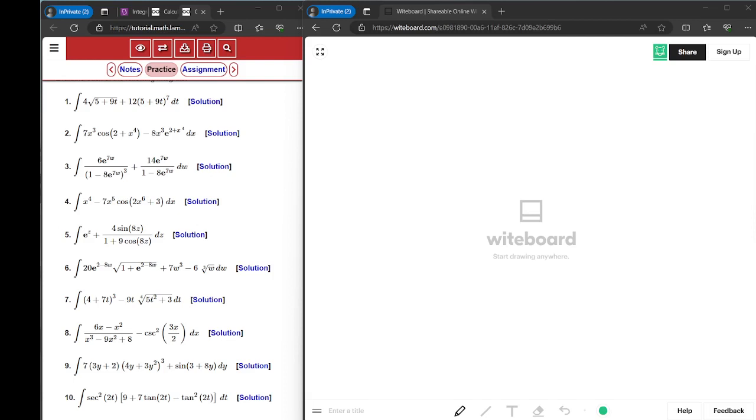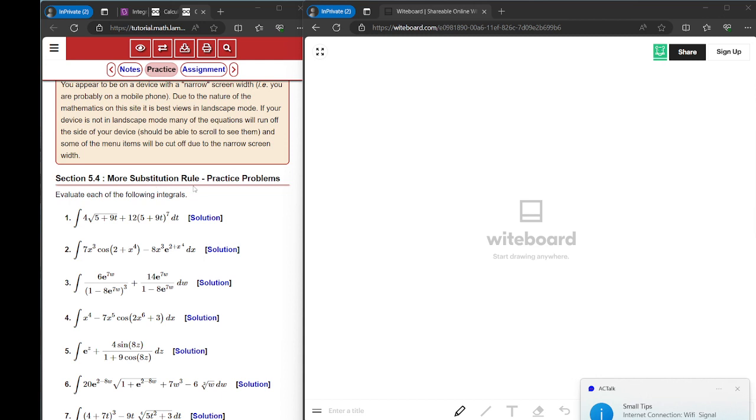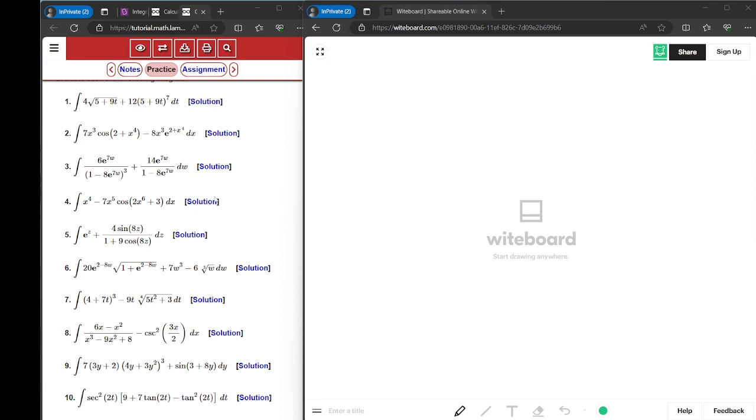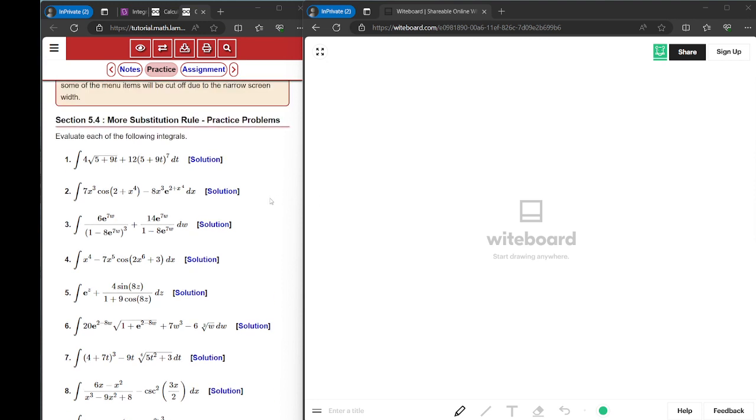So let's start. Today, again, we will solve more integration rules. These are still under indefinite integrals. We will use the substitution method in solving integral problems. So we have here number 1, evaluate each of the following integrals.